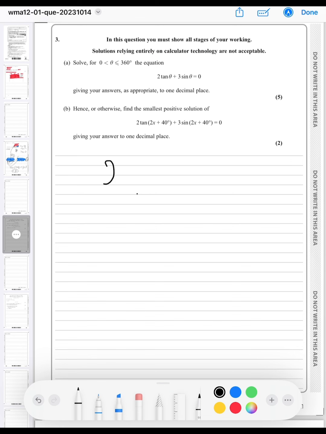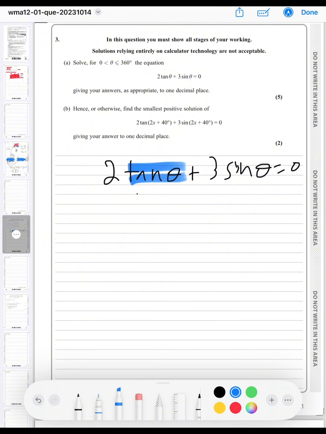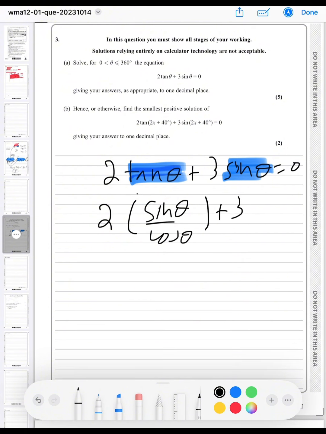So the first one is 2 tan theta plus this one. You can see that there are two different trigonometric ratios here. We will try to convert this to one trigonometric ratio, which seems to be impossible, because if I convert this tan to sine upon cos, it will give us this thing. And we cannot convert sine or cos, there is no such formula for the sine or cos.